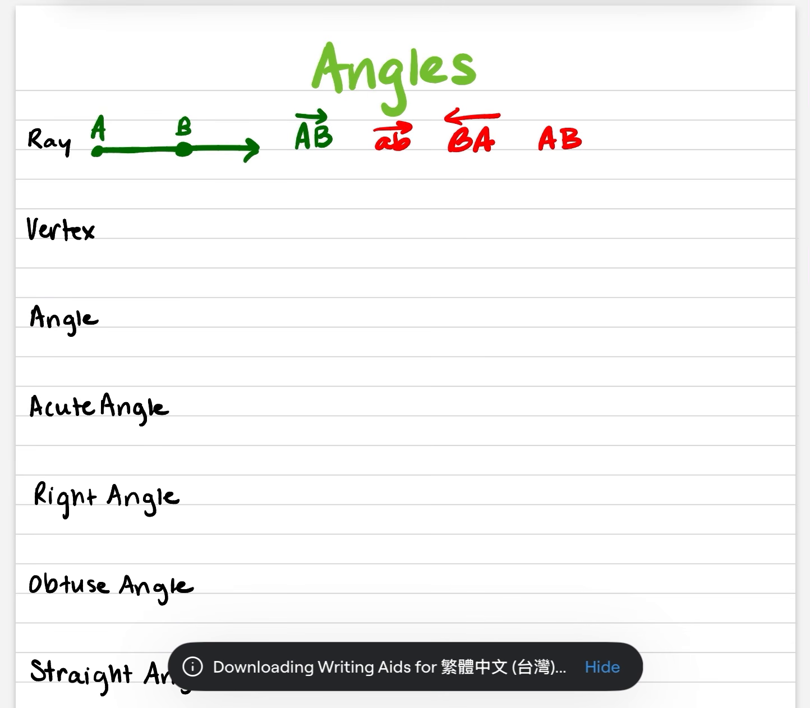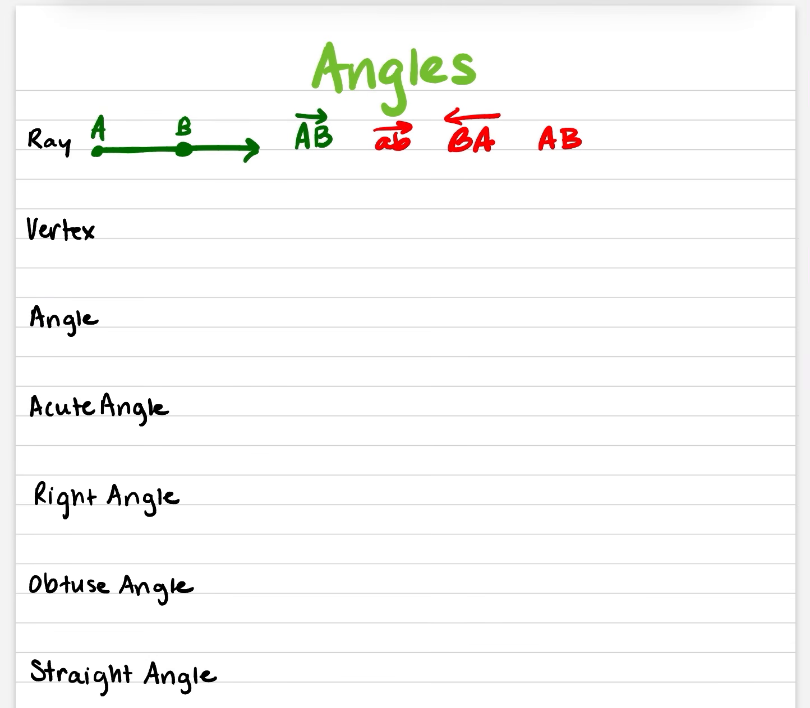AB with just two capital letters, don't want that. I want to use the line or the ray above it to talk about the actual shape of it, or the actual object rather. BA there, not true because B is not the endpoint, A is the endpoint. So I'm going to erase these. Those are the ones not to write. So ray AB.